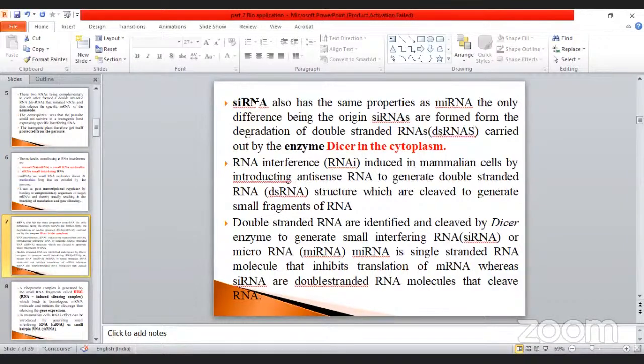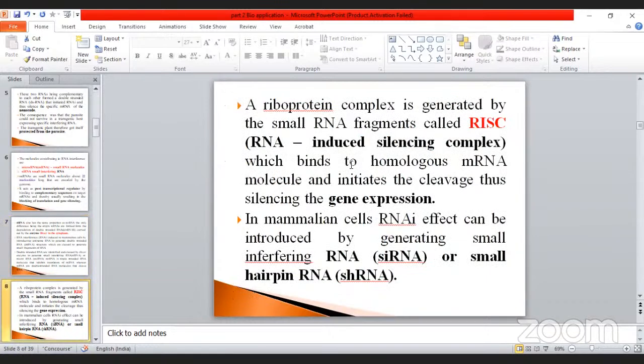The Dicer is present in the cytoplasm of the cell. Then only the translation process occurs. That is also already discussed. And one more: a ribonucleoprotein complex generated by the small RNA fragment is called RISC, the RNA-induced silencing complex. The RISC binds to the homologous mRNA molecule and initiates the cleavage, silencing the gene expression. That also we already discussed.